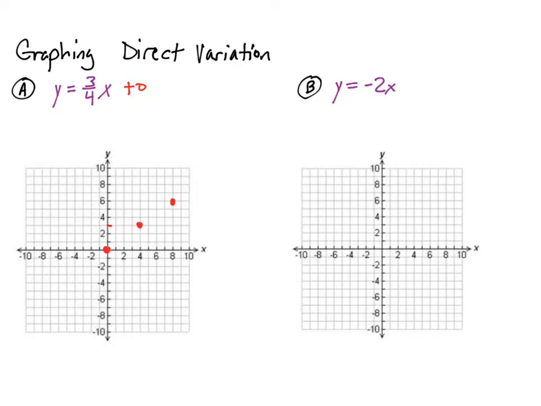Up 3, right 4. If we want some additional points, we can go backwards. We can go down 3, left 4. Down 3, left 4. And then to draw our line, we'll just connect the dots.